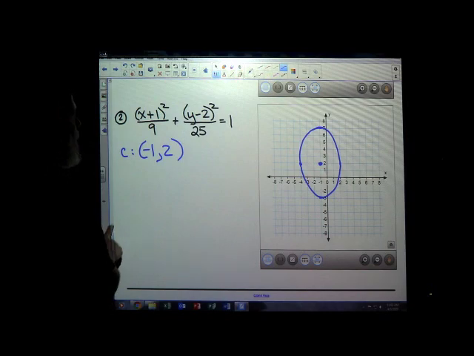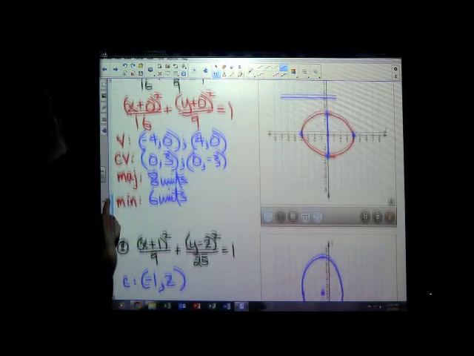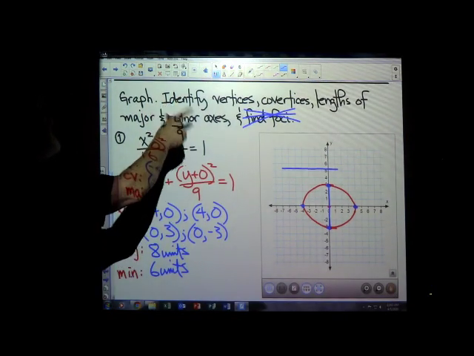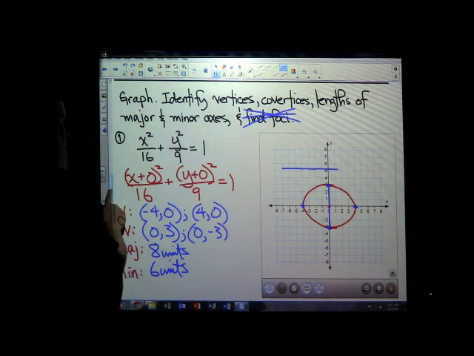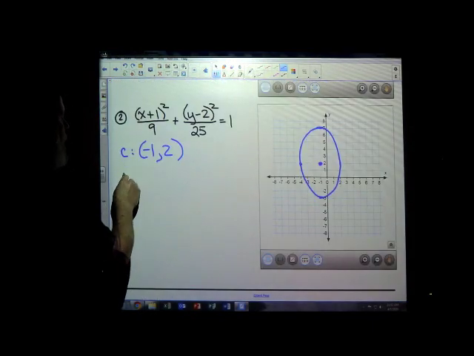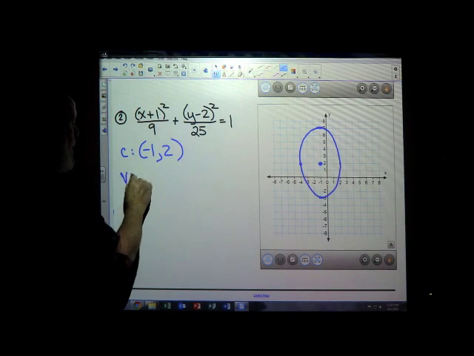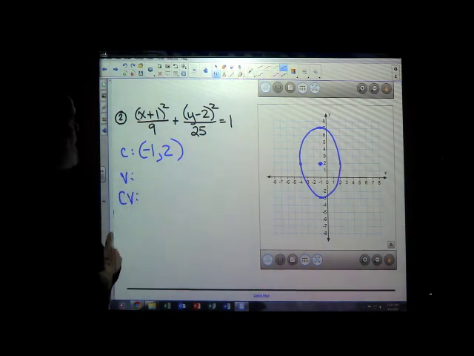And what else do I want to find here? It said to graph it, and what else did it say to do? Identify the vertices, the co-vertices, the length of the major and minor axis. So I want to find the vertices, the co-vertices, the length of the major and minor axis.